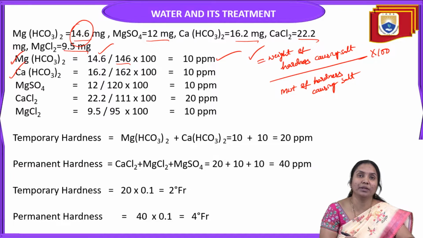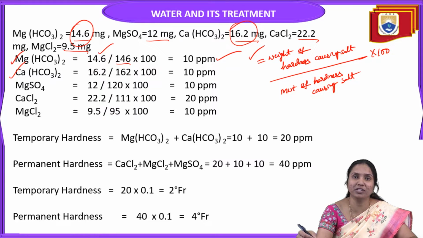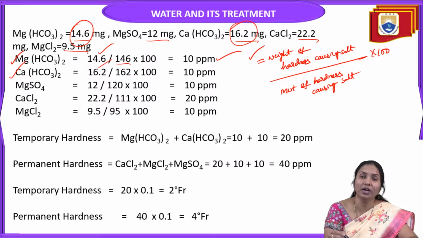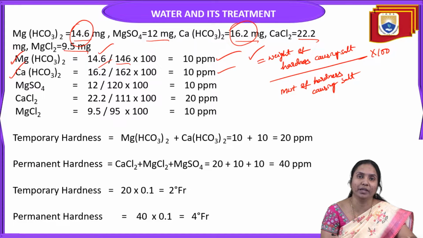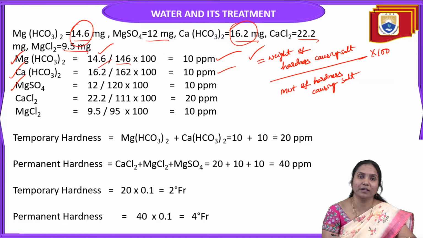Next, calcium bicarbonate. The second salt present in the water is calcium bicarbonate. Its weight is 16.2 milligrams, so we can substitute in this formula. The weight of calcium bicarbonate is 16.2 and the molecular weight of calcium bicarbonate is 162 into 100. 16.2 by 162 into 100 is equal to 10 ppm. And next, the third one is magnesium sulfate.